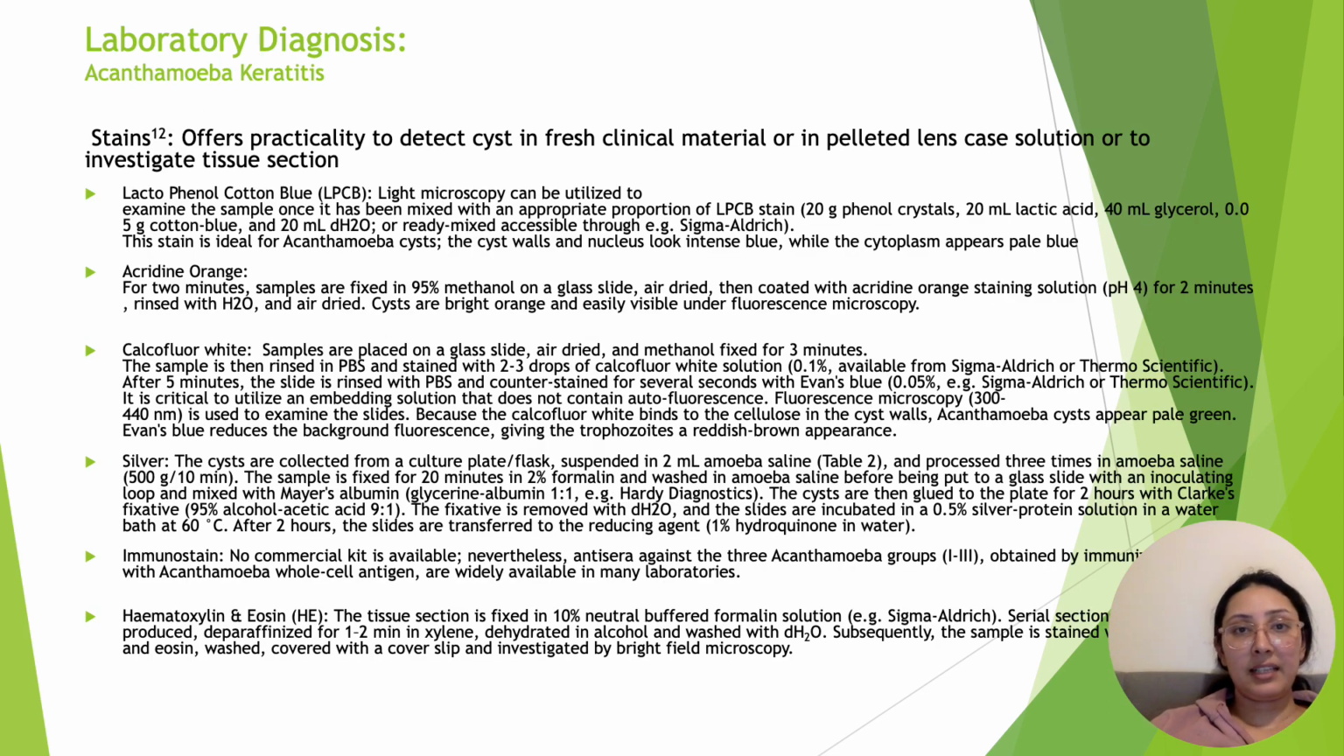So as far as the staining is concerned, LPCB stains can be used for staining cyst walls, and here the nuclei look blue and the cyst wall also looks blue, cytoplasm is pale blue. Acridine orange can be used where there is bright orange staining of the cyst. Calcofluor white can be used where there will be pale green cysts, and trophozoites can be reddish brown with silver stain, and hematoxylin and iodine can also be used. Also the immunohistochemical antisera can be used against the Acanthamoeba group.